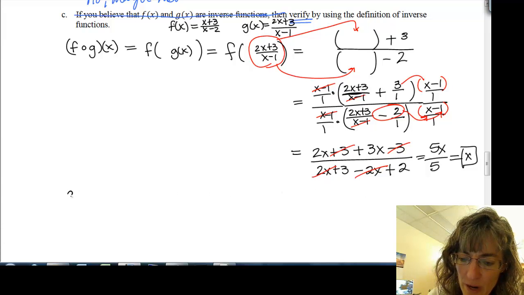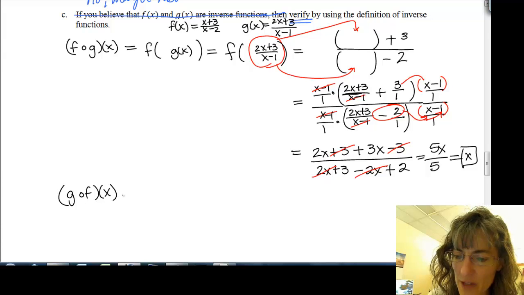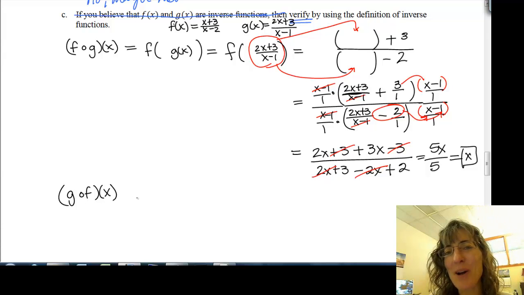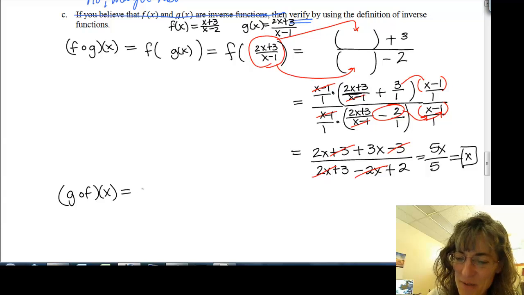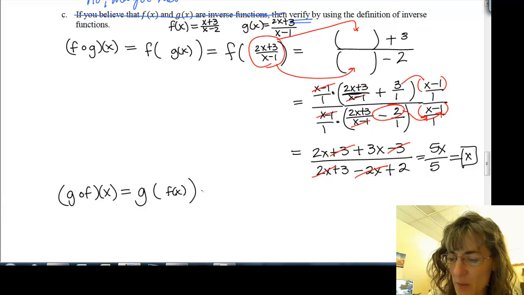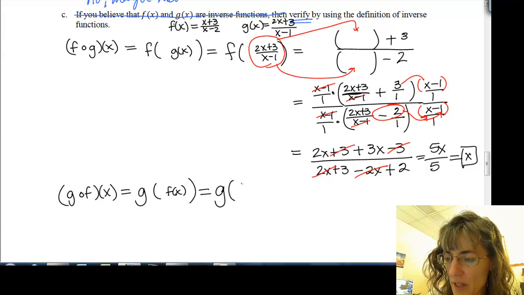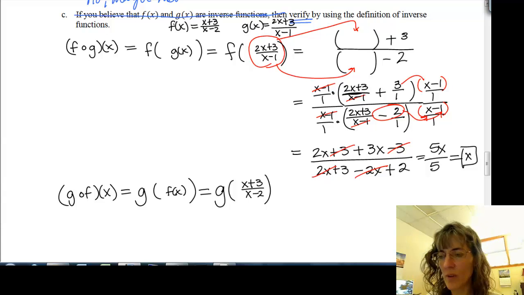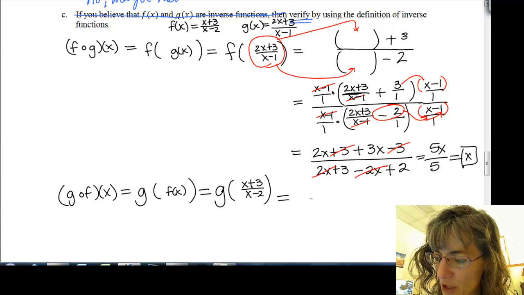Let's take a look. This is half of what I have to do. So I also need to look at g of f of x, and just think, you're getting a lot of practice on complex fractions again. So I have g of f of x, which means I want to do the function g, but I want to stick in f of x, and f of x is x plus 3 over x minus 2.